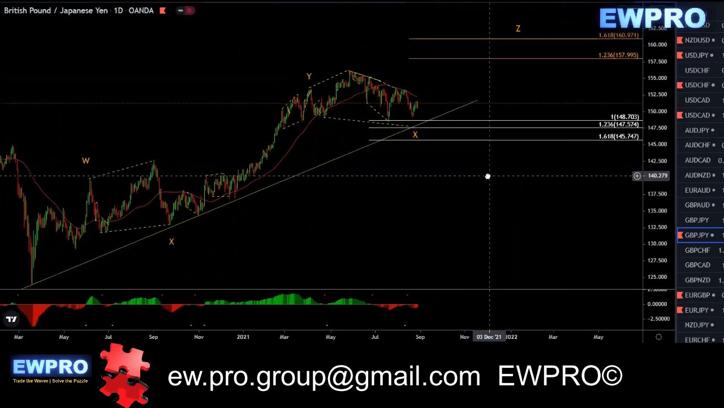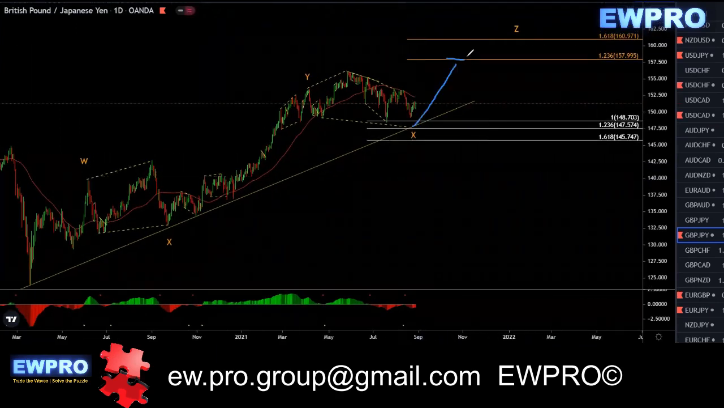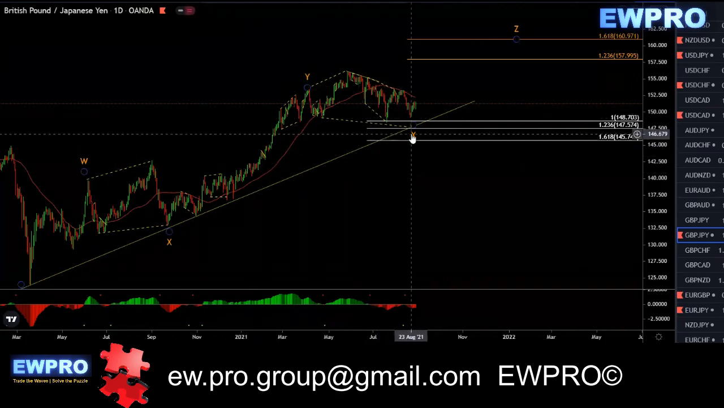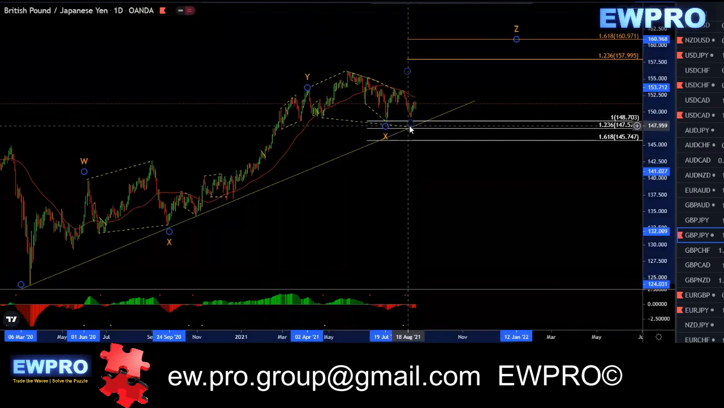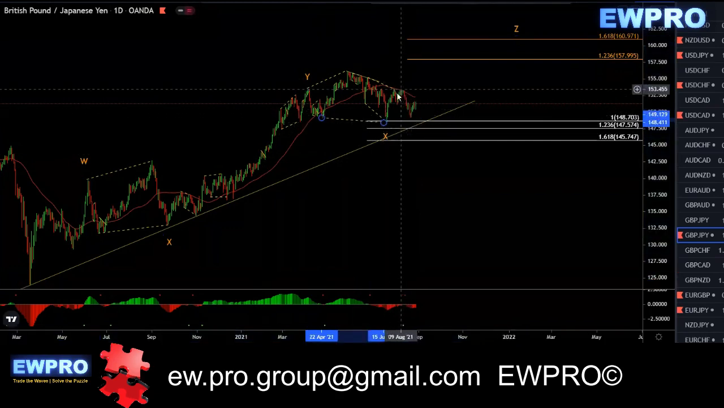GY on the daily, nothing's changed on the daily. We're looking for that Z up, first and second target, for a couple of weeks now. Still looking for that. I think this may be over here. Like GU, we got that really deep pullback.